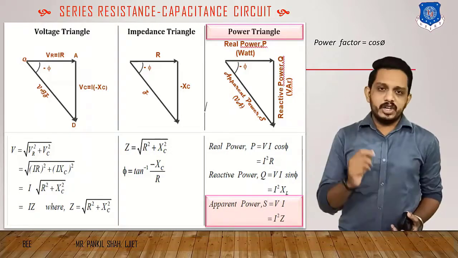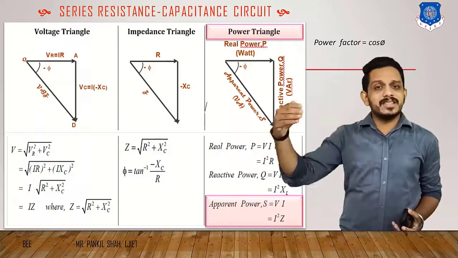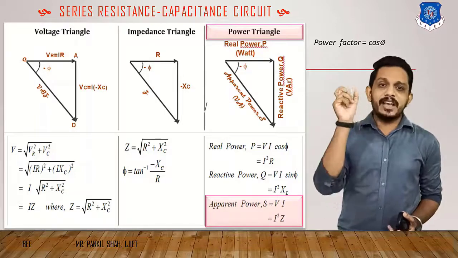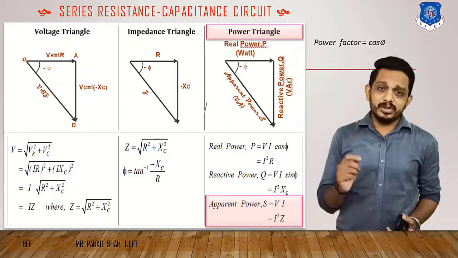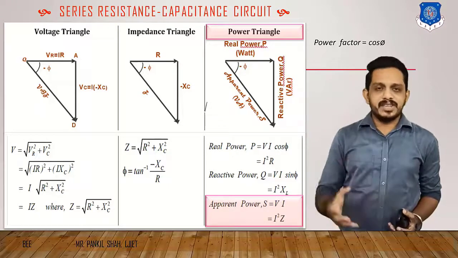If cos phi is 1, unity, then the total applied power VI is used as the active power. No reactive power is there. So that means this cos phi plays an important role in any type of AC circuit. So this cos phi is known as the power factor of any type of circuit.